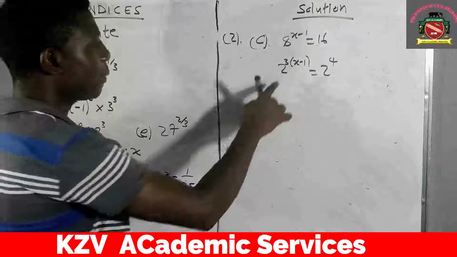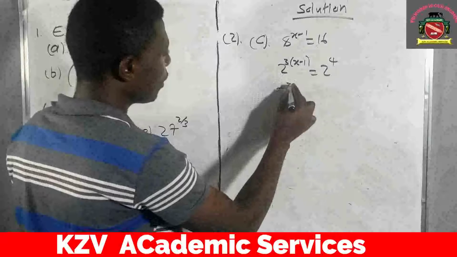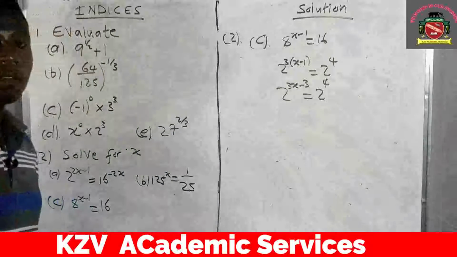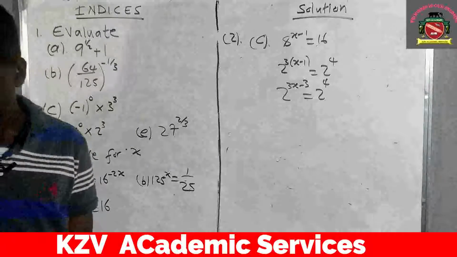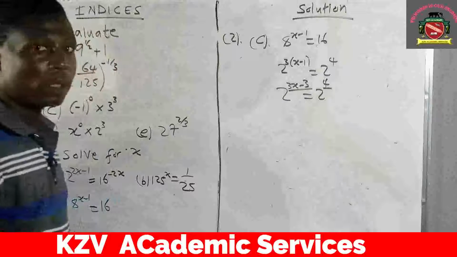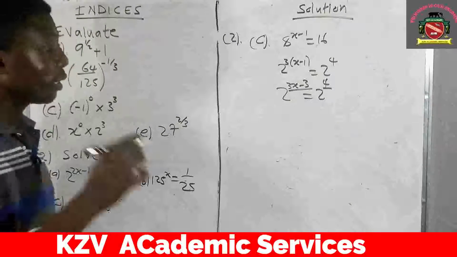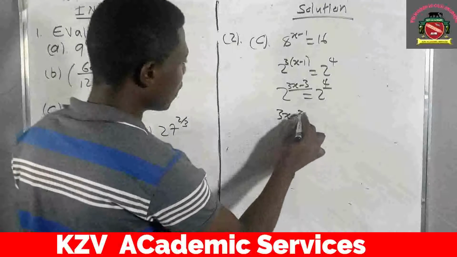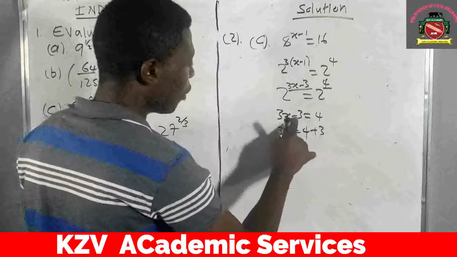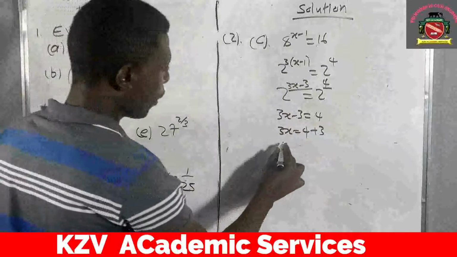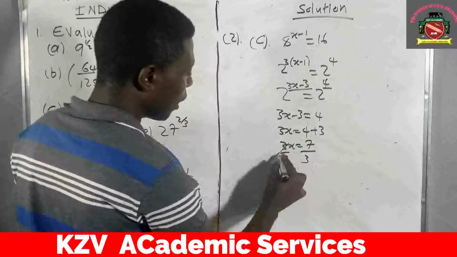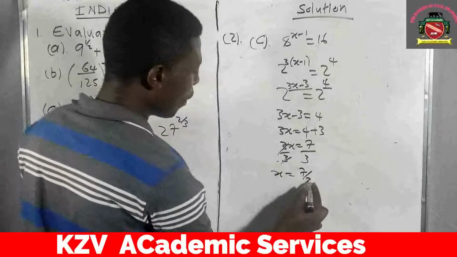Now I can expand this one by saying 2 to the power 3x minus 3 is equal to 2 to the power 4. From this point, what do I do? I just equate the powers, because the bases are the same. Now I say 3x minus 3 is equal to 4, implying that 3x is equal to 4 plus 3, because I'm taking negative 3 to the other side. So here 3x is equal to 7. Divide this one by 3, divide this one by 3, then x is equal to 7 over 3.